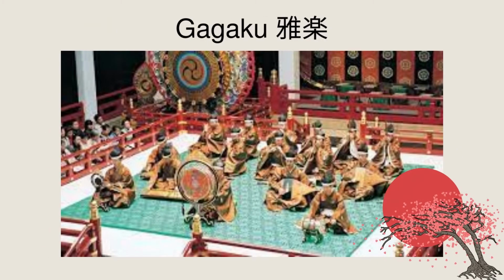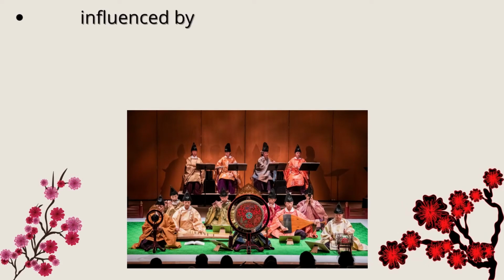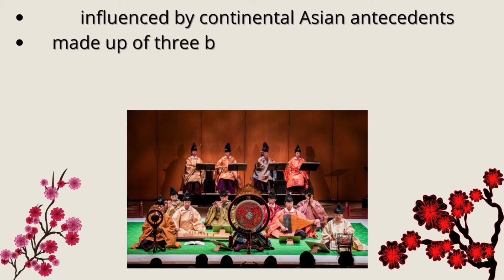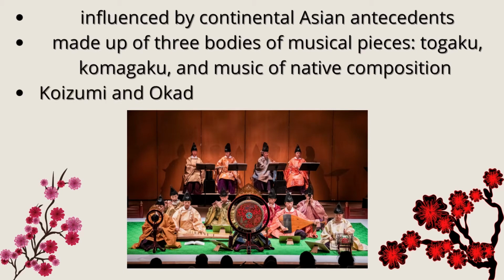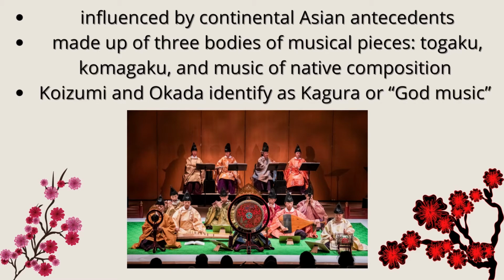Welcome to our first stop, Gagaku. So Gagaku is a type of traditional music originated in 589 AD, strongly influenced by continental Asian traditions, which has been performed at the Japanese imperial court for more than a millennium. Gagaku is made up of three bodies of musical pieces, which are Togaku, in the style of the Chinese Tang Dynasty, and Komagaku, said to have been transmitted from the Korean peninsula, and music of native composition associated with rituals of the Shinto religion.